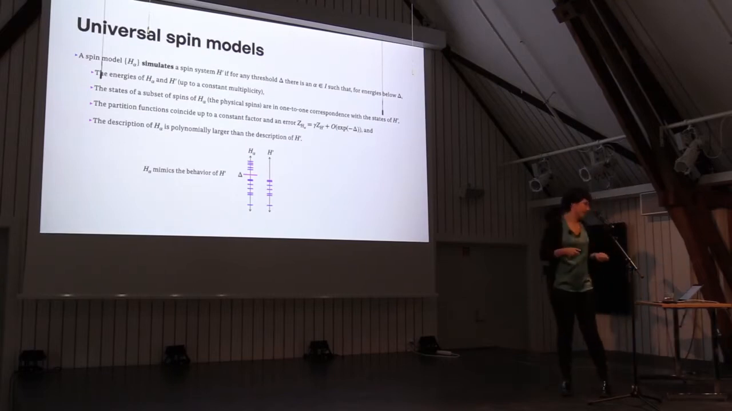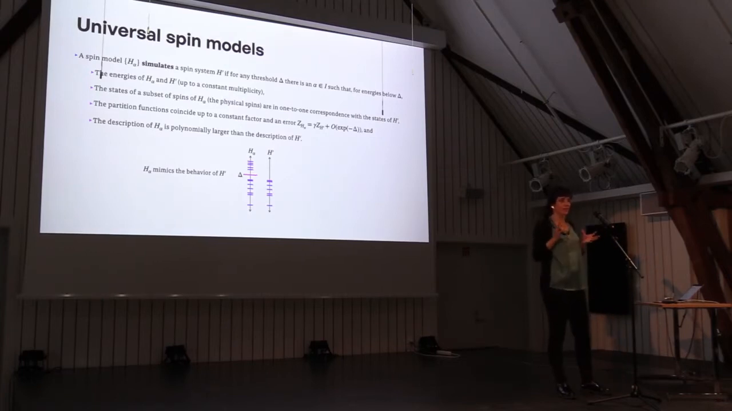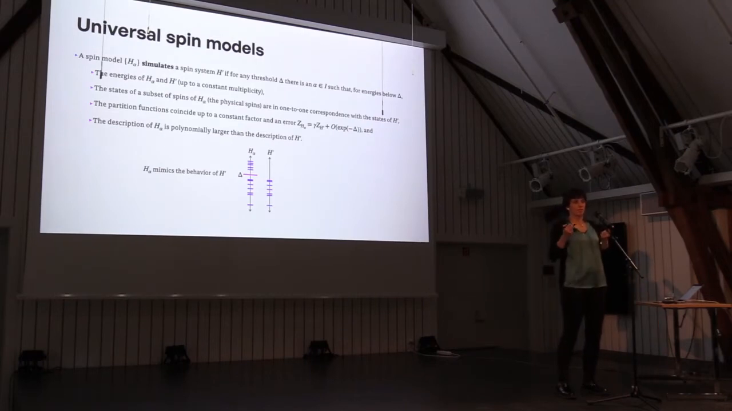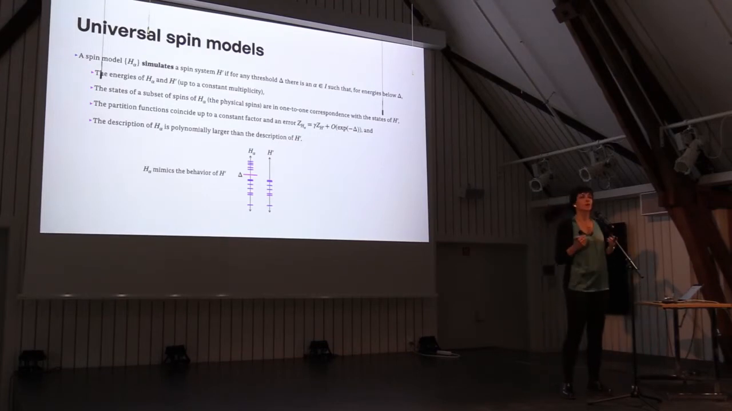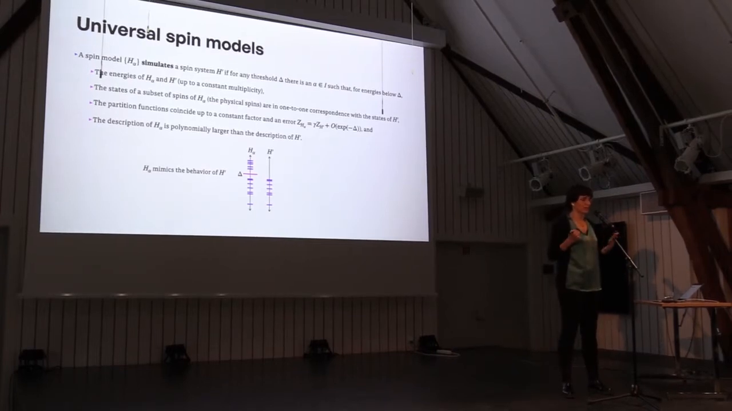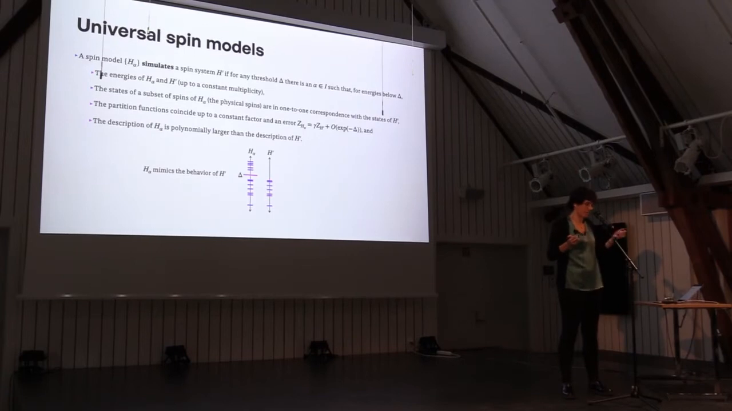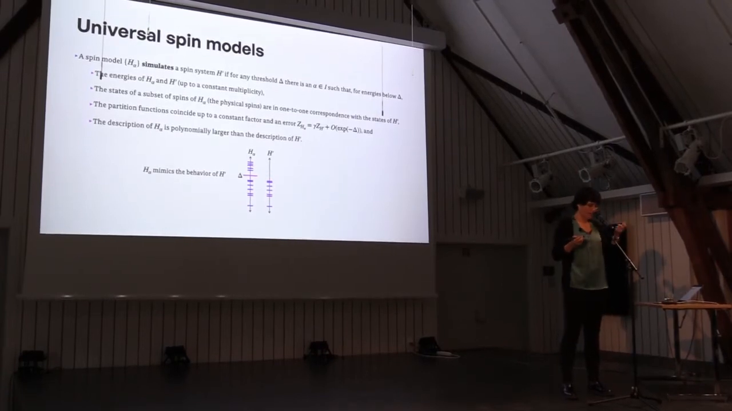Second, the states of a subset of spins of H alpha, called the physical spins, are in one-to-one correspondence with the states of H prime. So you can look at the physical spins and think of them as the eigenstates of H prime. By the way, everything is classical, so when I talk about eigenstates and spectrum, it's trivial, right? In this case, it's just a function. But this also applies quantumly, and I come from quantum, and I'm used to this kind of words. But it's just a spin. It's just an element of the n-fold Cartesian product of a finite alphabet.